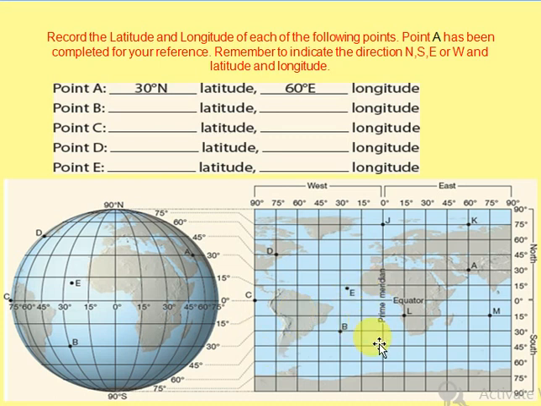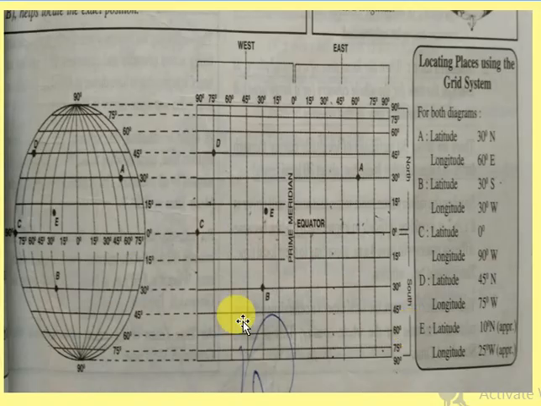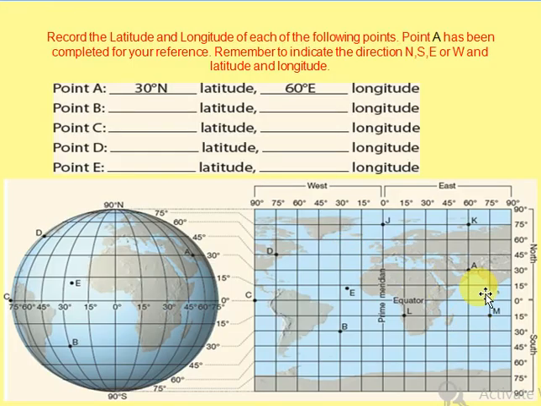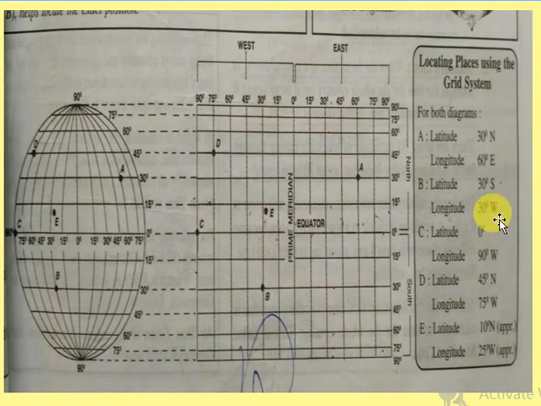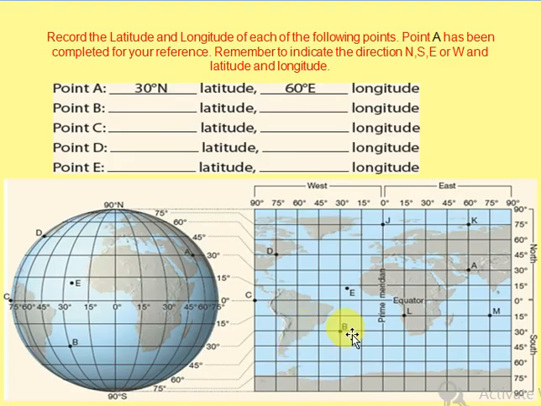Now this solution I have done for you again to make it simpler, so that you easily know what it means. Let us see this diagram. The same thing over here. Latitude 30 degree north and longitude 60 degree east, point A we discussed. Then point B, latitude 30 degree south and longitude 30 degree west, which I have already done for you. Others you do yourself. This will help you to find the exact location.